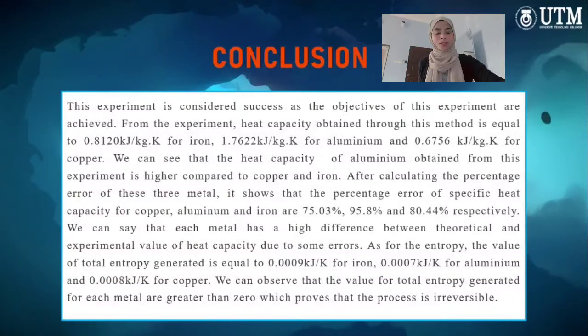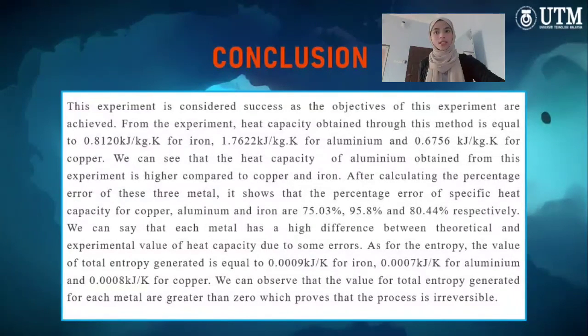Now we have come to the last part of this experiment, which is the conclusion. This experiment is considered a success as the objectives of this experiment are achieved. From the experiment, the heat capacity obtained through this method is equal to 0.8120 kJ per kg.K for iron, 1.7622 kJ per kg.K for aluminium, and 0.6756 kJ per kg.K for copper. We can see that the heat capacity of aluminum obtained from this experiment is higher compared to copper and iron.